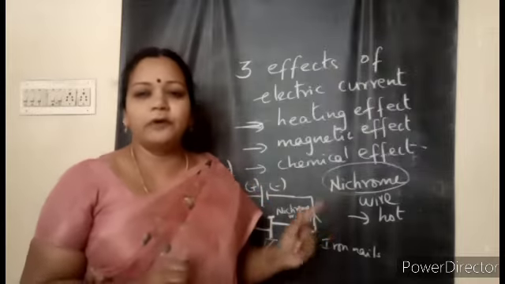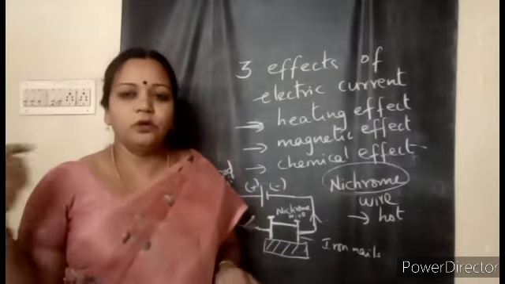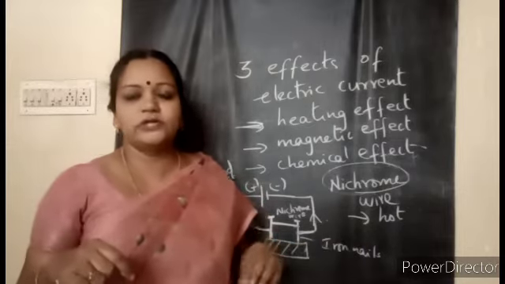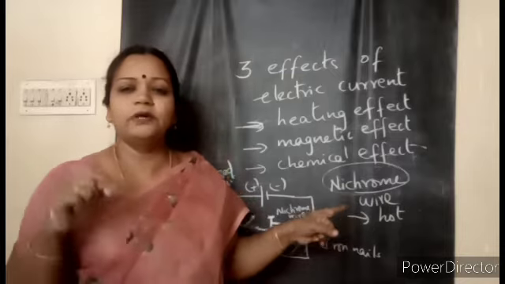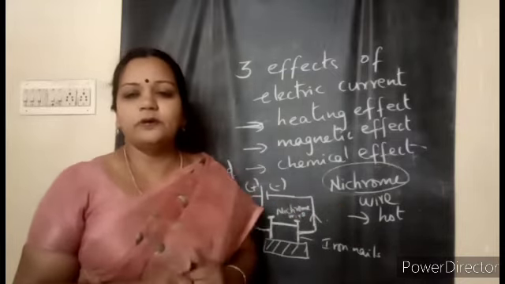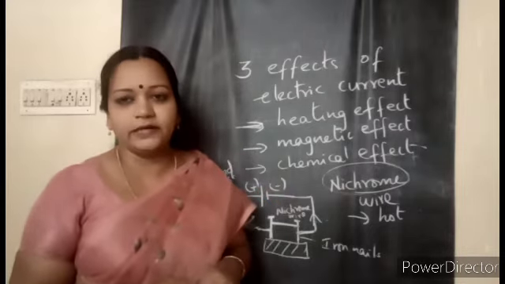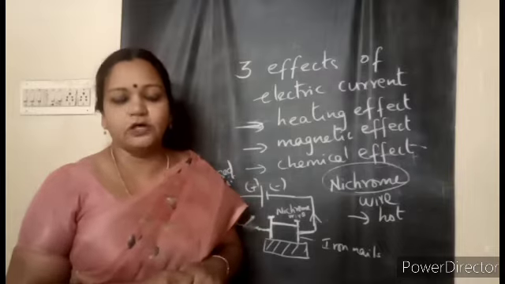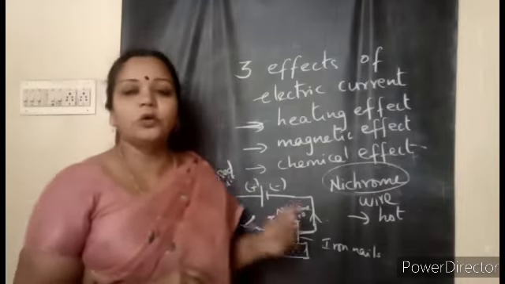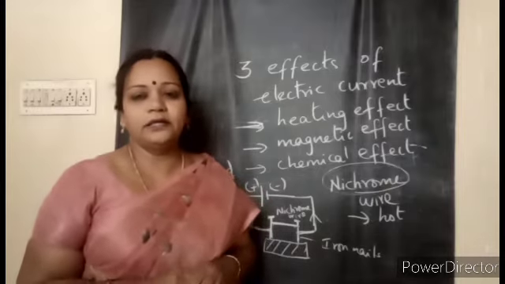But if you take a copper wire, which we use for our electrical appliances and for connecting, you cannot feel that much hotness. Why that, I'll explain. So why particularly nichrome wire? So that by touching only, you can feel how it is becoming hot. This is one of the effects of electric current, that is the heating effect. One activity with the electric bulb we did, and the second activity with the nichrome wire, to understand the heating effect of electric current.